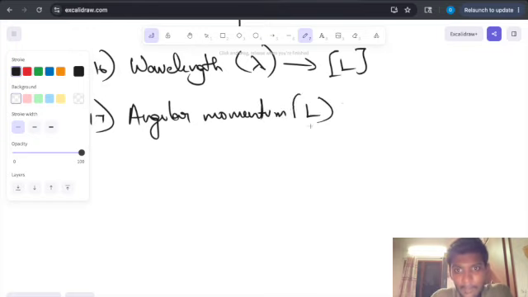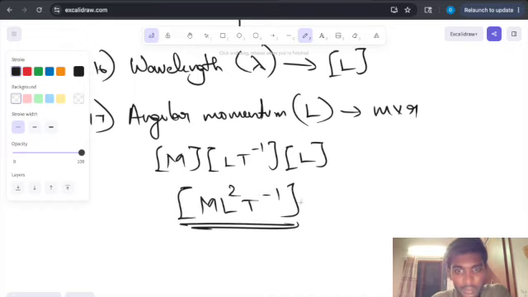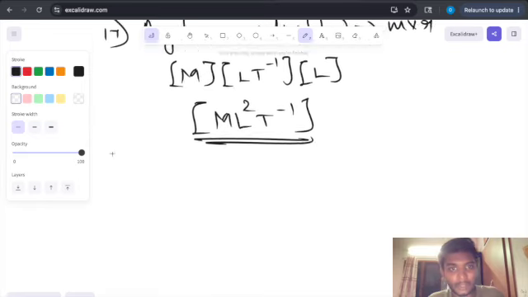Okay, L represented by L. So don't confuse this with the base fundamental quantity of length. Angular momentum is generally represented as L. So if it is confusing, just leave it. This is a formula of MVR, mass into velocity into radius. Mass into velocity is LT minus 1, into radius, which is a type of length, so I'll put it as L. So this is ML square T to the power of minus 1. This is the dimension of angular momentum.